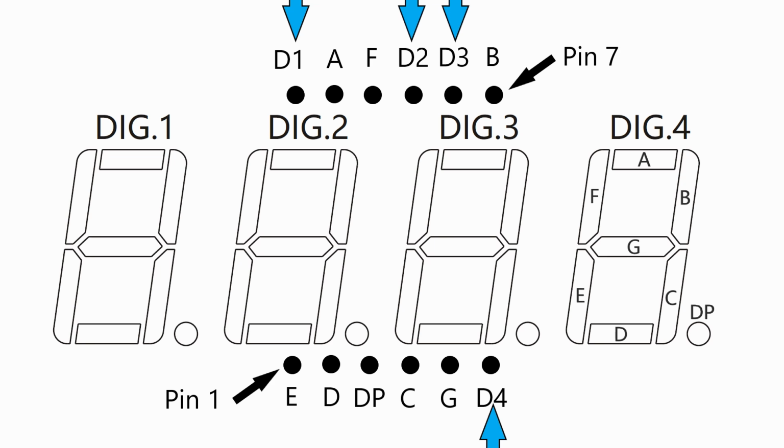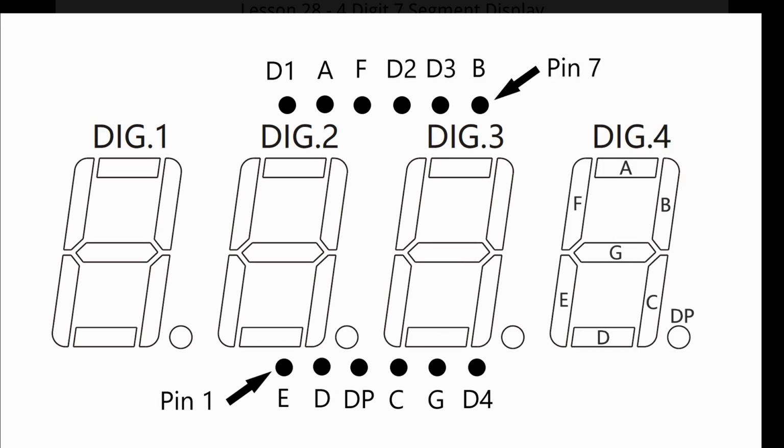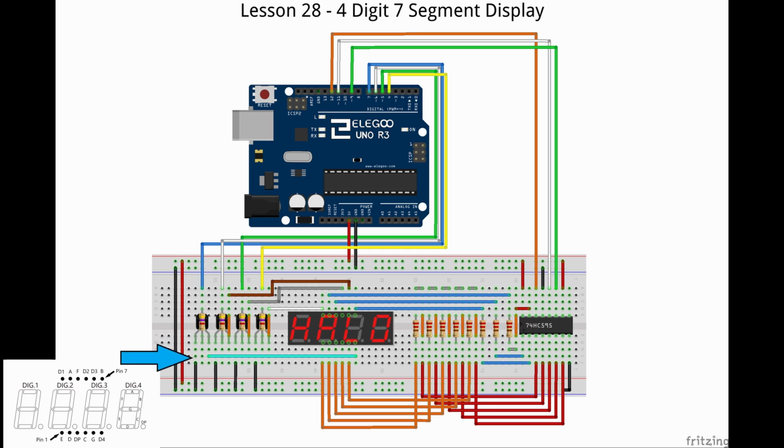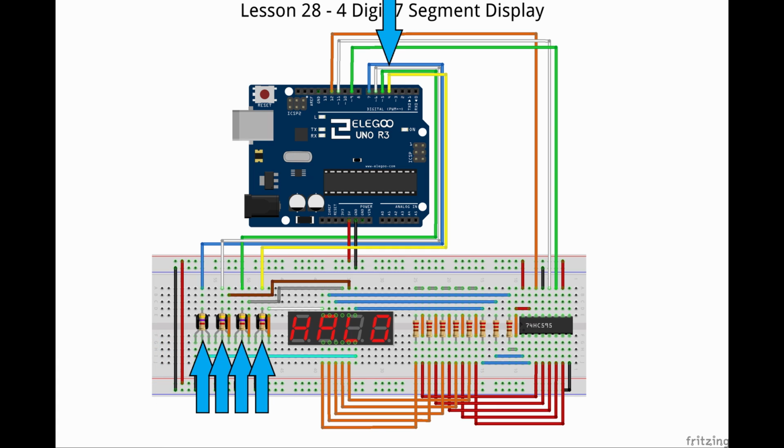Pins D1 through D4 are connected to one of the transistor's collectors. The transistor's emitters are all connected to ground. Their bases are connected to the Arduino pins 4 through 7 through 5 kilo ohm resistors. Note that the Arduino's output needs to go high to switch on the associated transistor.